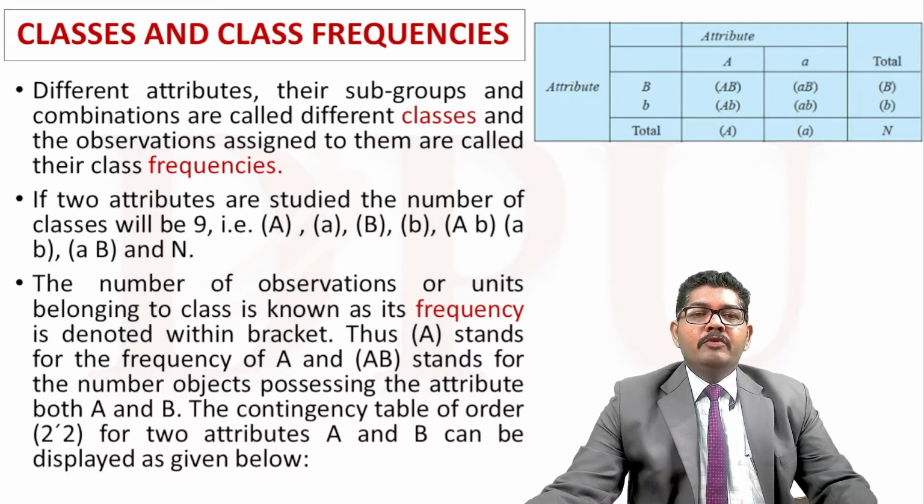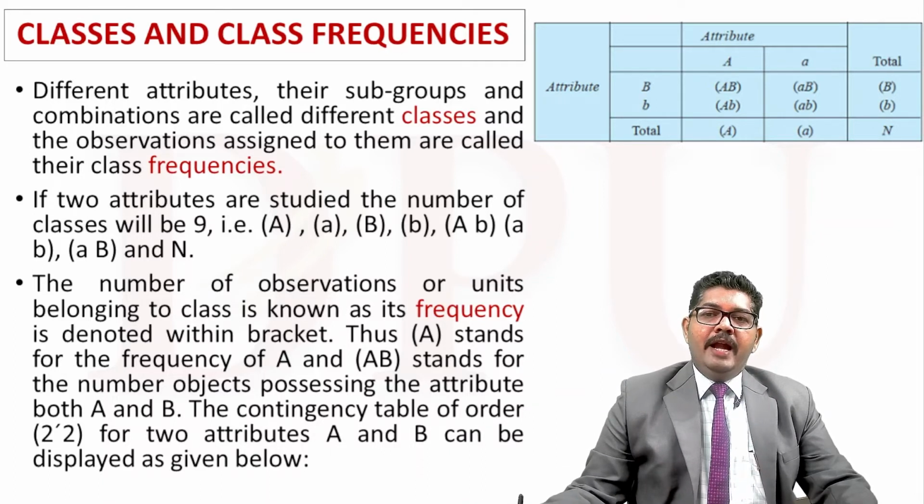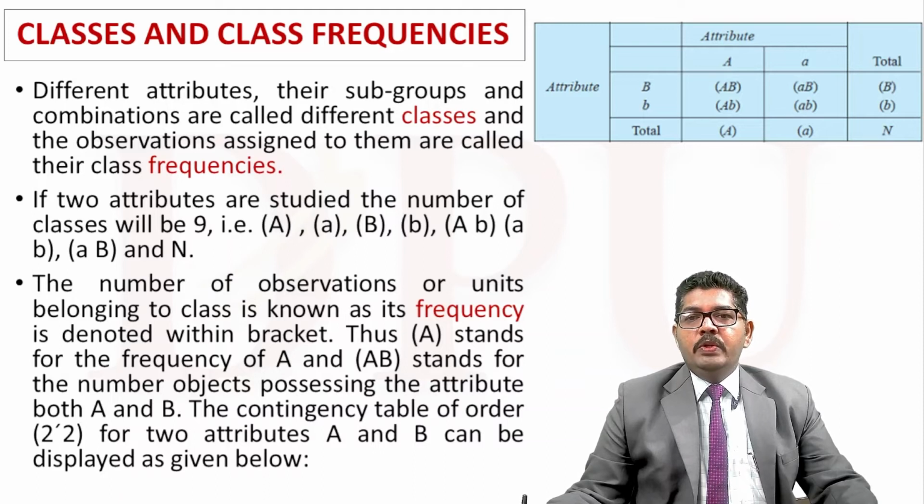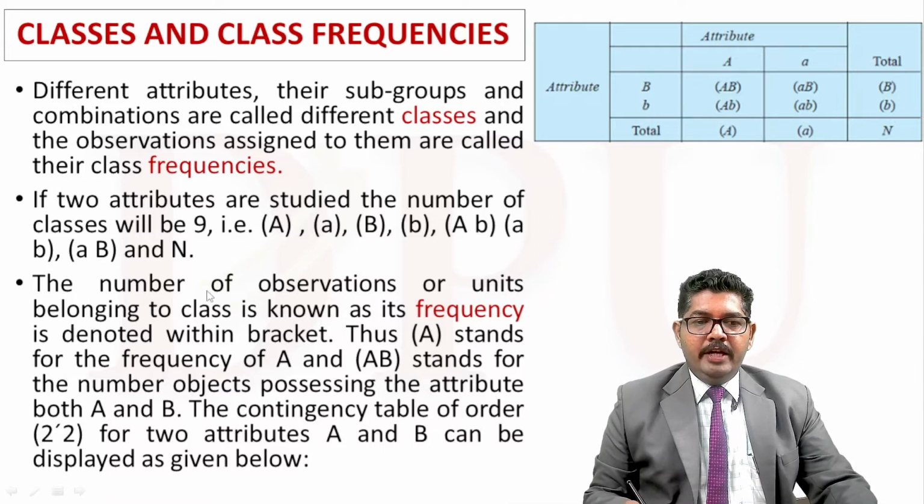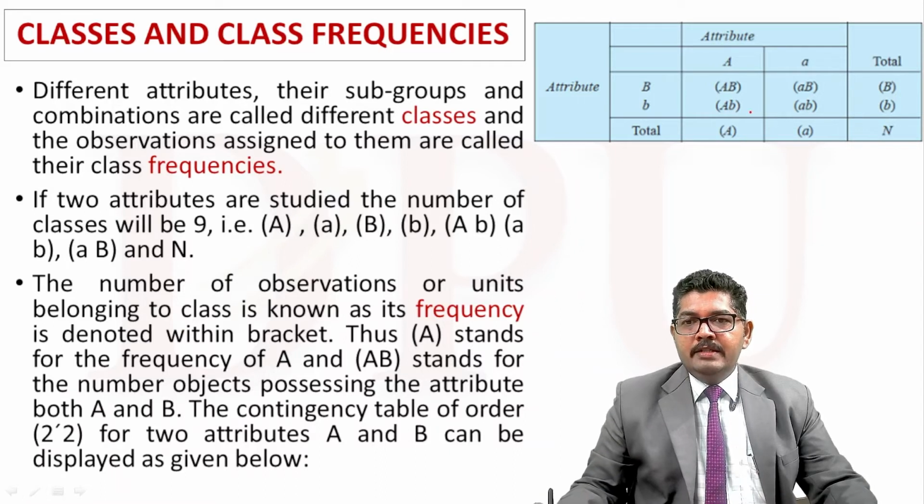If two attributes are studied, the number of classes will be 9. See, we have a table on the right hand side. In this particular table there are only two attributes, attribute A and attribute B. So let me take the pointer to elaborate. Yes, here it is, attribute A. This denotes the presence of attribute A, and this is alpha, which is nothing but the absence of attribute A. This B denotes the presence of attribute B, and this is beta. So beta represents the absence of attribute B.